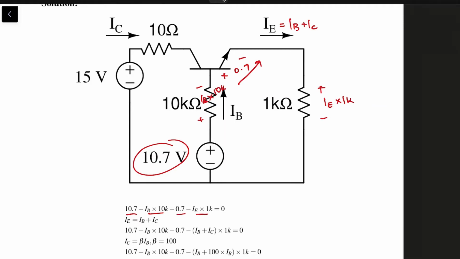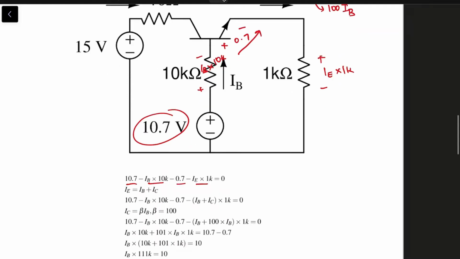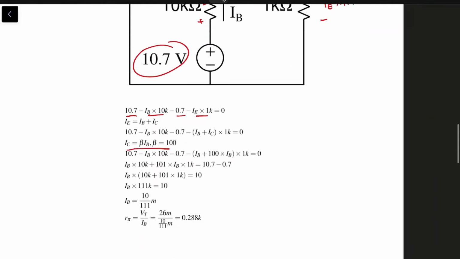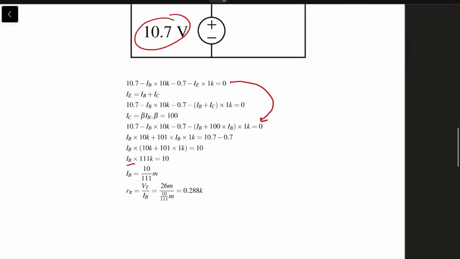Since beta is equal to 100, IC is 100 IB, right? Substituting all of this into the first equation, we get this, right? This solves to IB being 10 by 101 milliamps.